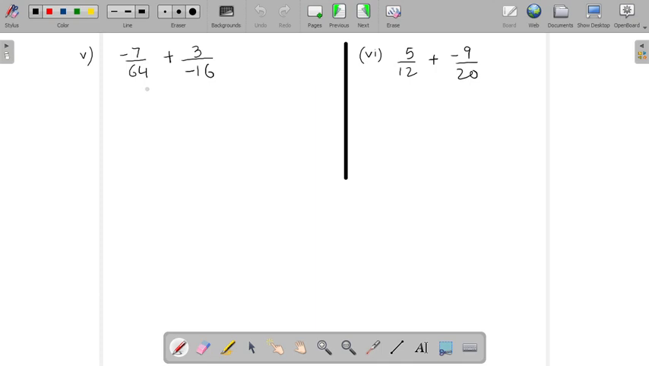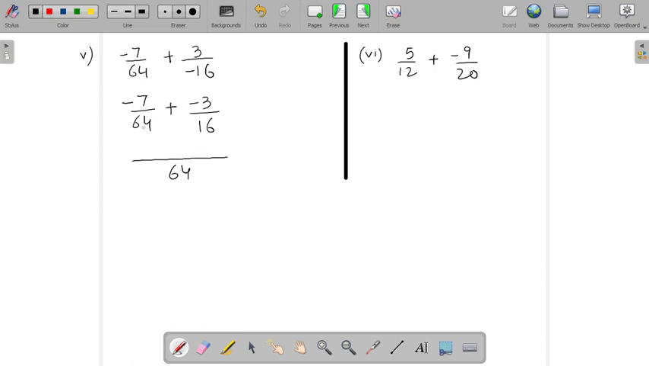Similarly, in the fifth part, what should be the first step? The denominator is negative, so make it positive. So you would write it like this. So shift the negative sign on the upper part. So minus 3 upon 16. Now you will take the LCM. So the LCM of 64 and 16 would be 64.